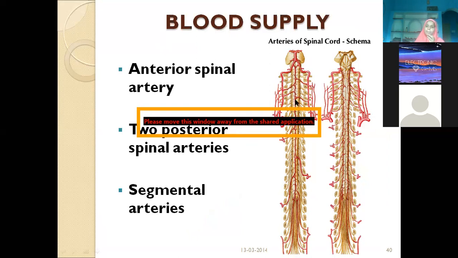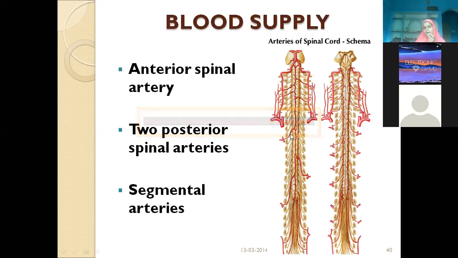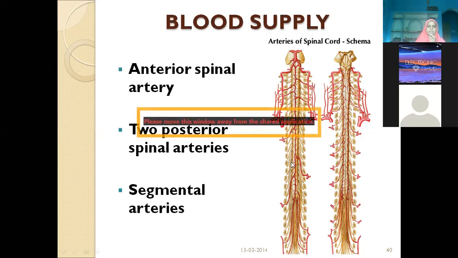Okay, that means the vertebral artery is contributing to the formation of the anterior and posterior spinal arteries in the cervical region. But who has to supply in the thoracic region? Nearby intercostal arteries are there, isn't it? Intercostal arteries will be contributing to give the anterior and posterior spinal arteries in the thoracic region.